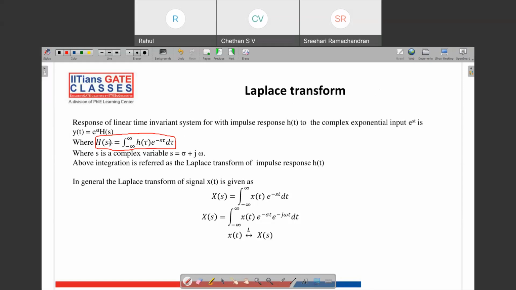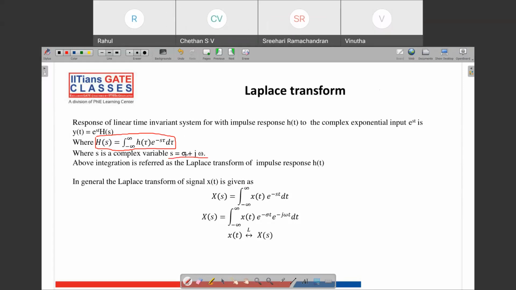In this case, this s that you see here is a complex number, where sigma is the real part and omega is its imaginary part. For any time domain signal x of t, the Laplace transform will be given by this formula. Once you do the Laplace transform of a time domain signal, the resultant signal, X of s, will be a function of s, which is a complex variable. This is how we represent the Laplace pair: x of t, then an arrow, and then X of s. This represents that these two are a Laplace pair. This is the formula that we are going to use to calculate the Laplace transform.